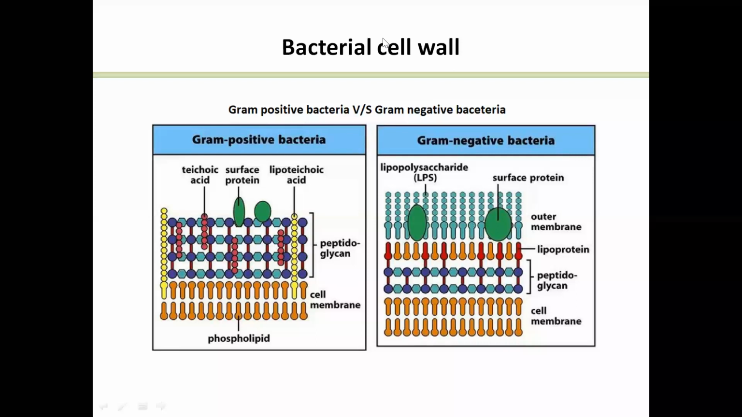Next comes the point that there is one acid, teichoic acid, which is present in just gram-positive bacteria. This is not present in any of the gram-negative bacteria. This is present in gram-positive bacteria. This is the other difference between gram-positive and gram-negative bacteria. And the last difference is that there is the presence of an outer membrane in my gram-negative bacteria, but there is no such membrane in case of my gram-positive bacteria.